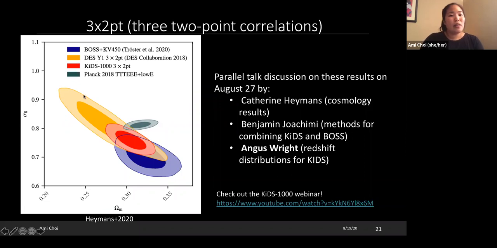And you can see that now the main result of this paper is lying kind of, all of these results kind of seem to be going down some plane of degeneracy here. And I think the reported difference between the KIDS 1000 3x2 point and Planck results is something ranging between 2 and 3 sigma, depending on the tension metric that you use. And you can learn more by watching the parallel talks by Catherine, Benjamin, and Angus, and then attending the discussion for these results on August 27th.